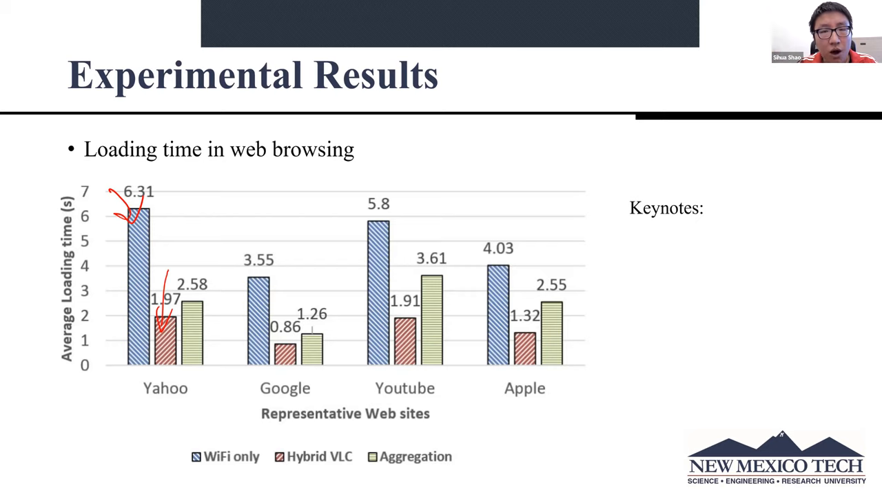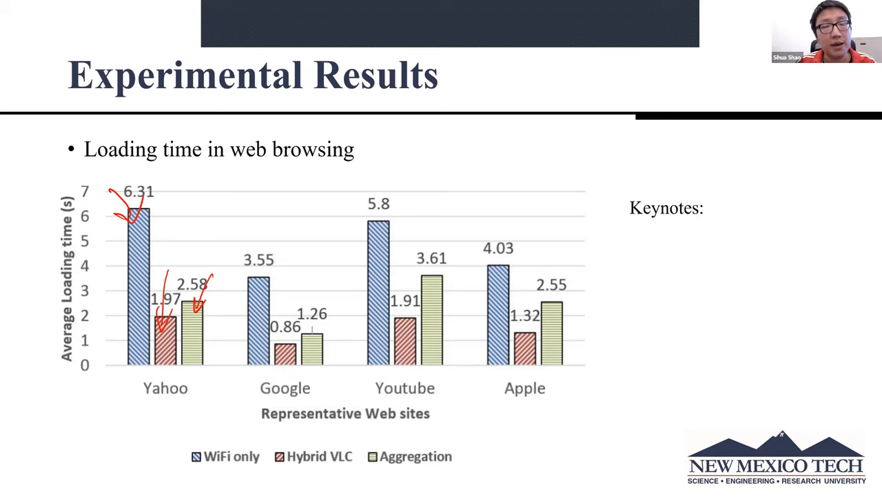But why does aggregation perform worse than VLC only? The reason is that some of your traffic goes to the Wi-Fi, some of it goes to the VLC, but finally you need to assemble them, right? You cannot receive your front wheel without your frame to assemble your bicycle. You need everything to be there to finally show you the web page. So if the Wi-Fi is something that holds back your performance, then aggregating them may not give you a better outcome for this type of application.